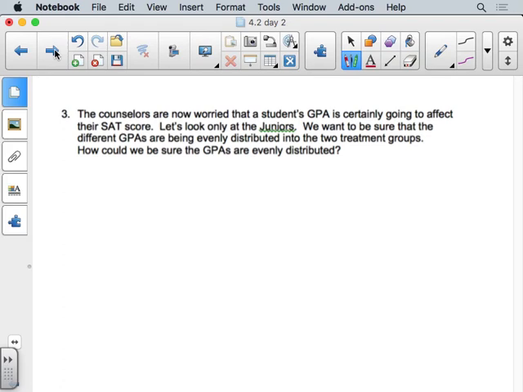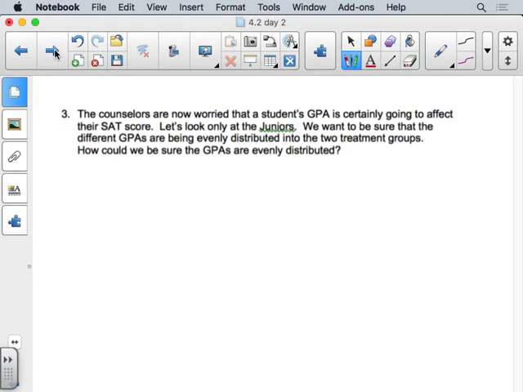And then we're purposely splitting on something that you think is affecting the difference. All right, number 3 though is one more type of experiment that we have. Counselors are now worried that students' GPAs are certainly going to affect their SAT score. Like, if you have a high GPA, you're probably more likely to do better on the SAT.